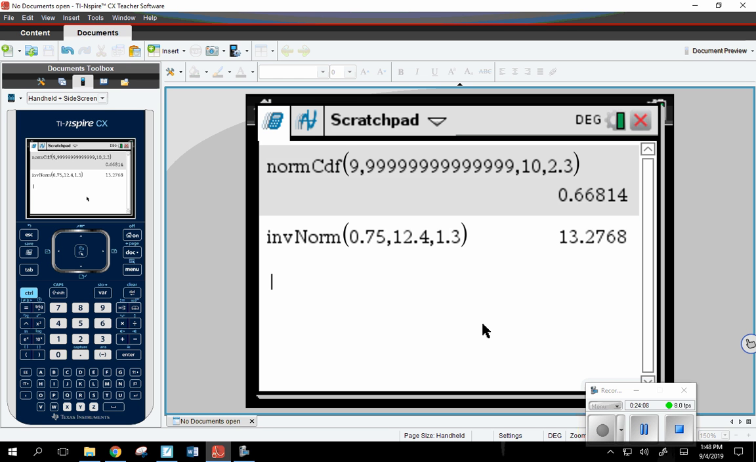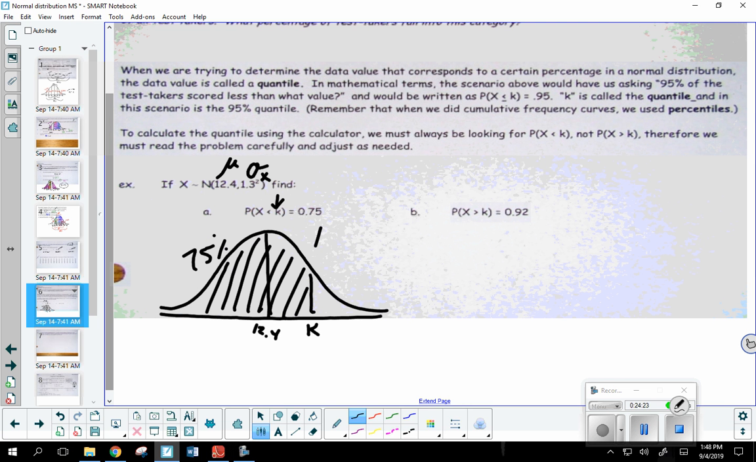Okay. Now we have no idea what the data elements look like, but I know that this element here, all the numbers that come before it should represent 3/4 of the data. 13.3. And that's all there is to it. Okay. 13.3.